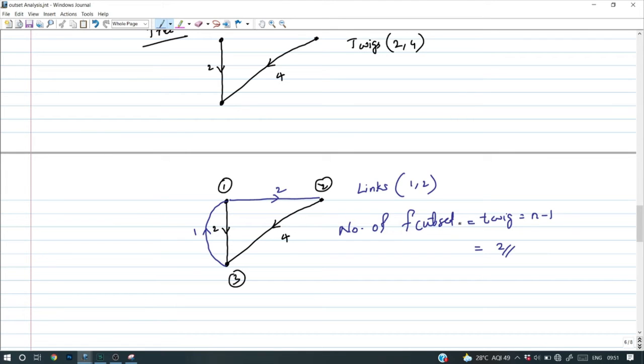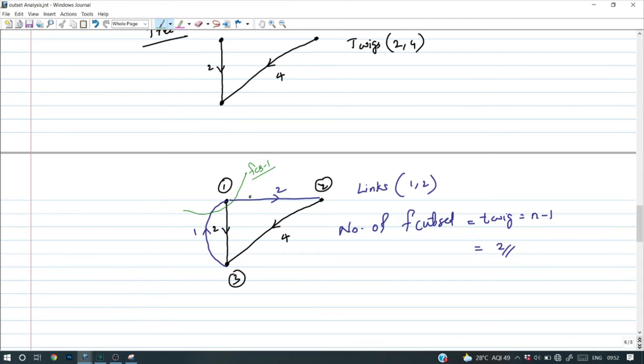So how to form an F cut set? The condition for an F cut set is that when we are cutting this graph, there should only be one twig. So this is the first twig. Our first twig is twig number 2. So we can cut in this manner. This is your F cut set 1.